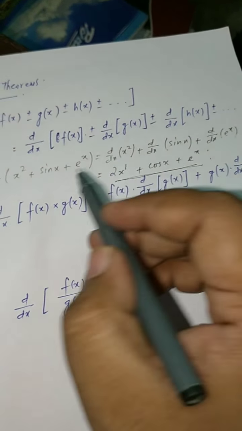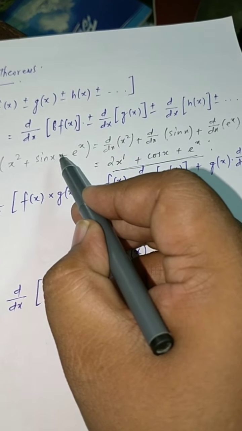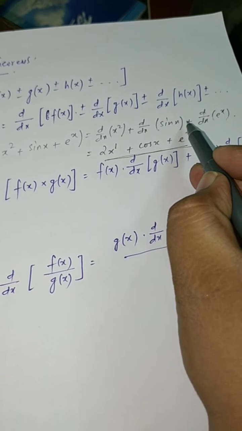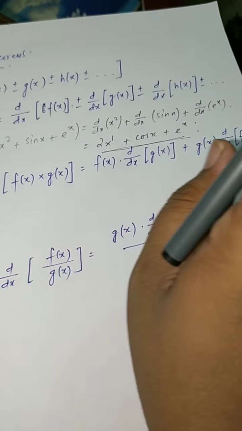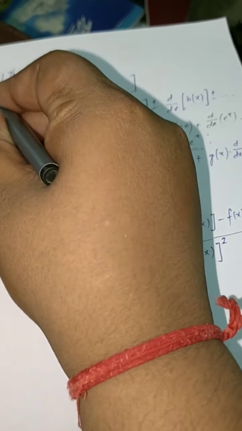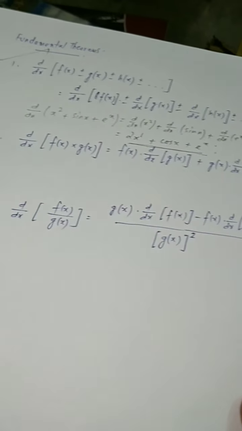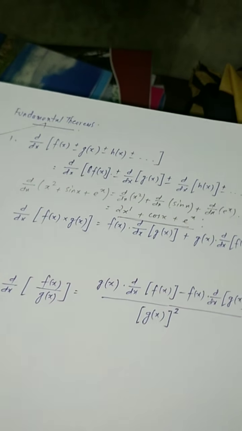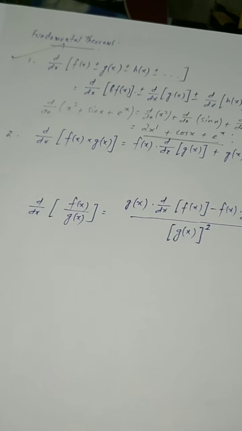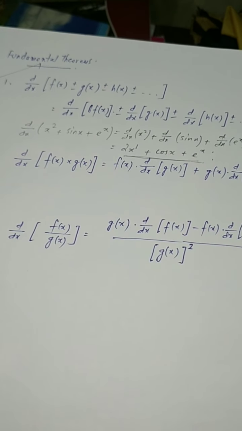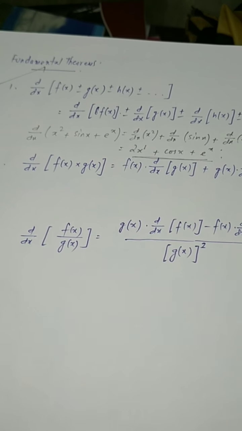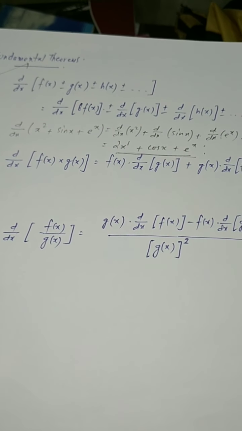Suppose we would have had a minus sign here between sin x and e power x. If we would have had a minus sign, here also we would have given a minus sign. That is the only difference. So that is fundamental theorem number 1. Nothing else we discuss here in fundamental theorem number 1. It is very simple, that whatever function is given to us separated by a plus or minus sign, we will just give the d/dx to each one of them, maintaining the sign intact.